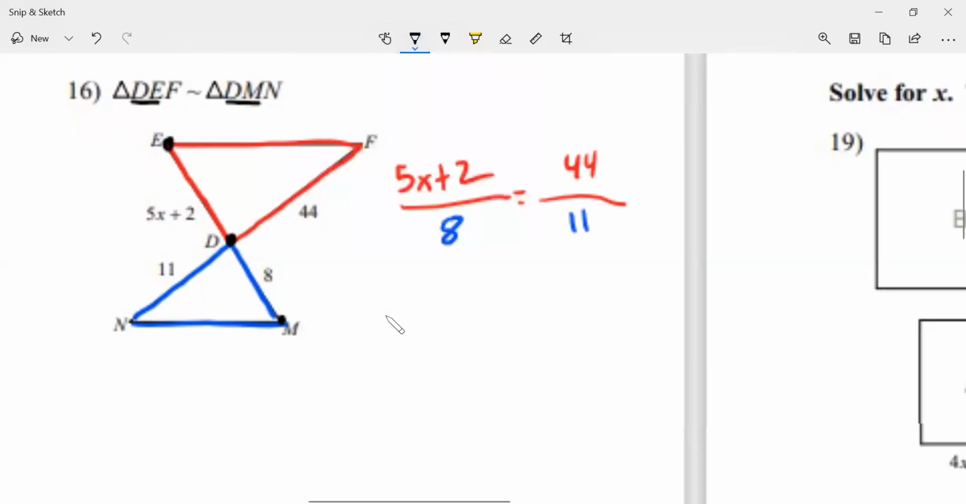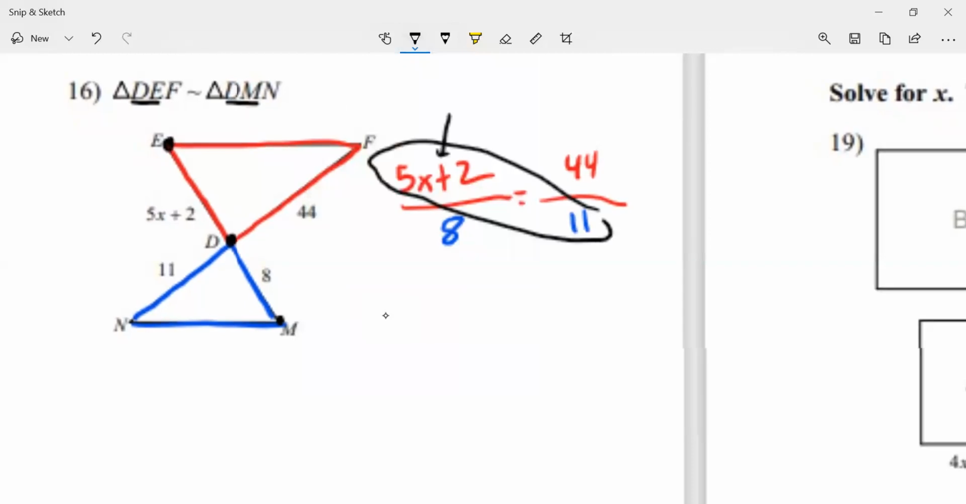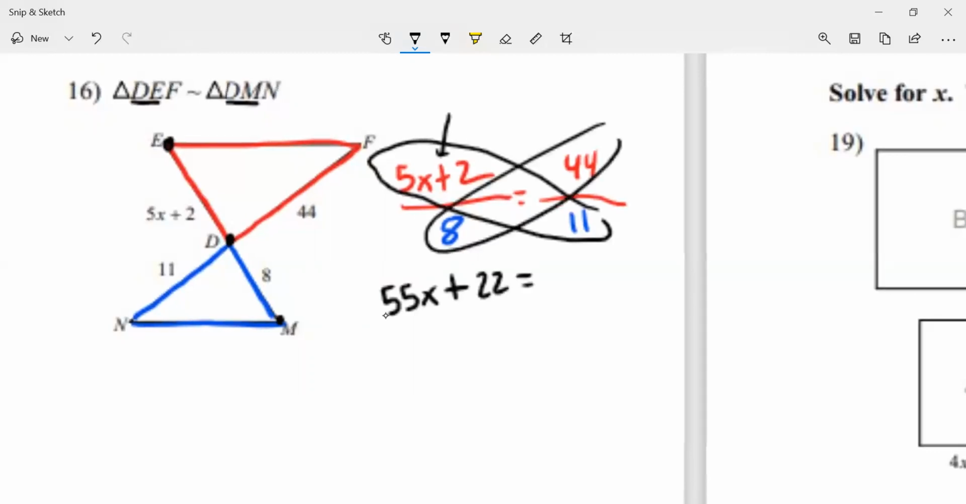Good. Now that I know, I'm ready to cross multiply. Because of the plus sign, I'm going to go 11 times 5x and 11 times 2. That's going to give me 55x. Have to keep the plus sign. And 11 times 2 is 22. Equals. Now on this other side, I have to go 44 times 8, and that is 352.